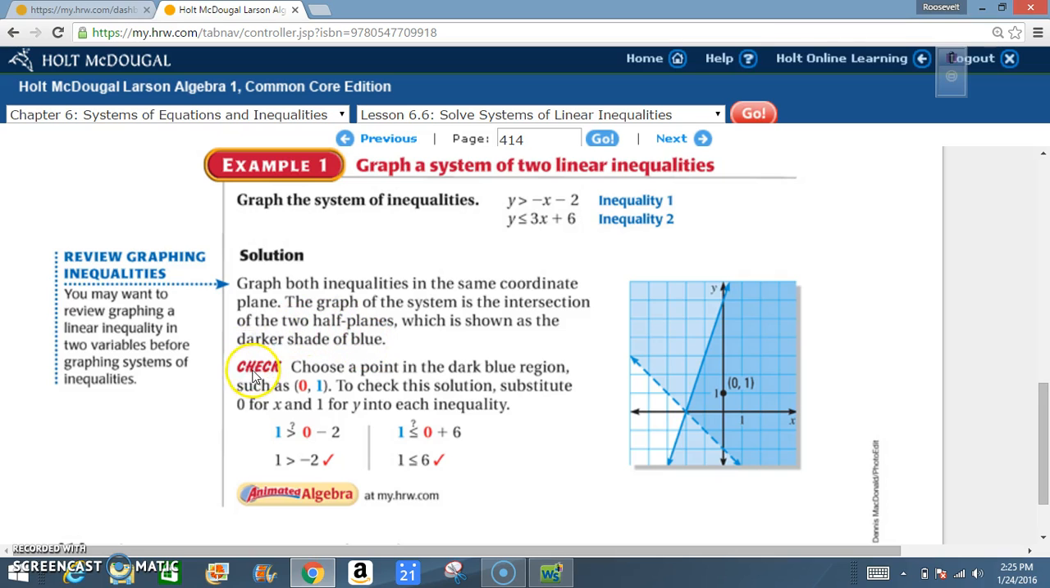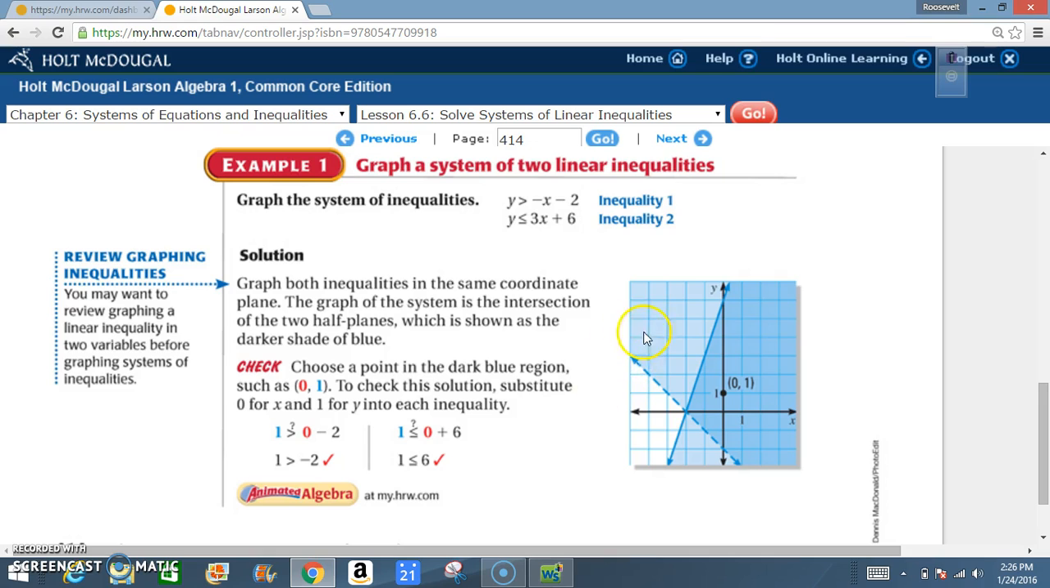After graphing, check. Choose a point in the dark blue region, such as (0, 1). To check this solution, substitute 0 for x and 1 for y into each inequality. So here, they have 1 is greater than 0 minus 2. That's the first inequality. Here, they have 1 is less than or equal to 0 plus 6. That would be the second inequality.